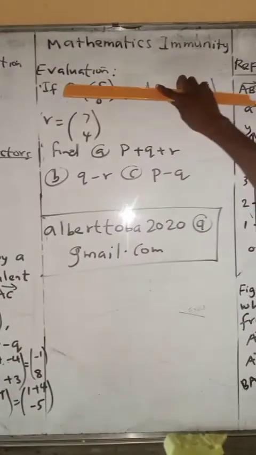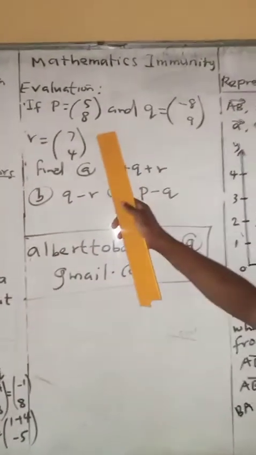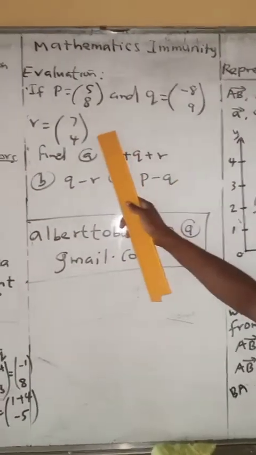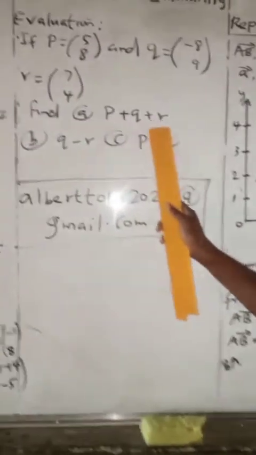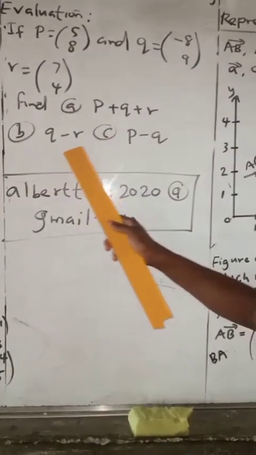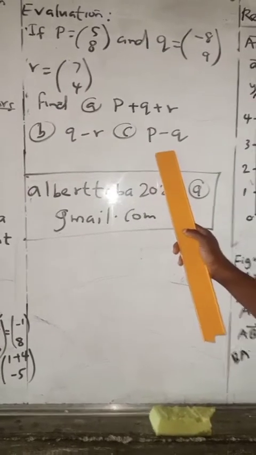Now we have an evaluation where you can just work on this. P is equal to this, Q is this, and R is this. So find A, P plus Q plus R, B, Q minus R, and C, P minus Q.